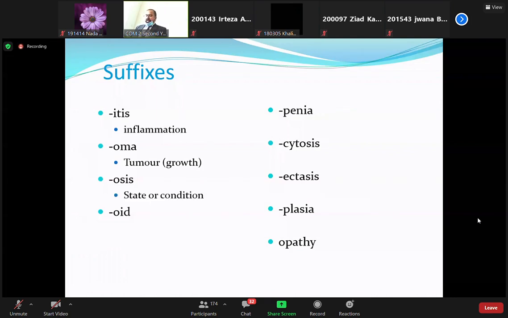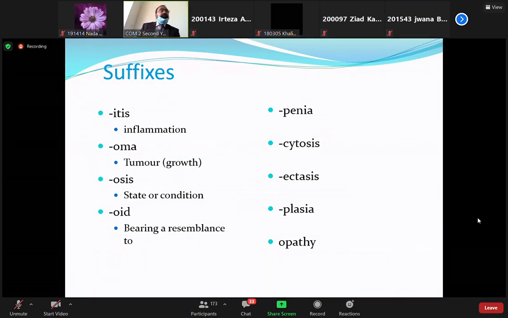Osis means state or condition, like amyloidosis. When amyloid accumulates in the body, that is called amyloidosis, right? Oid means look like, look alike, bearing a resemblance, like epithelioid, looking like epithelial cells.